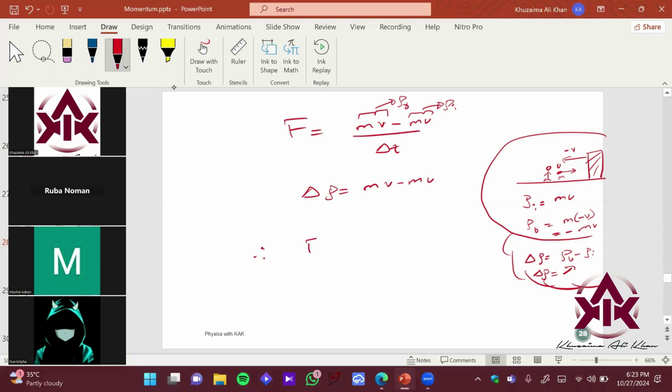Therefore, your force comes out to be the change in momentum divided by the change in time, right? So this is another representation of finding your resultant force, that is the rate of change of momentum. Make sense?